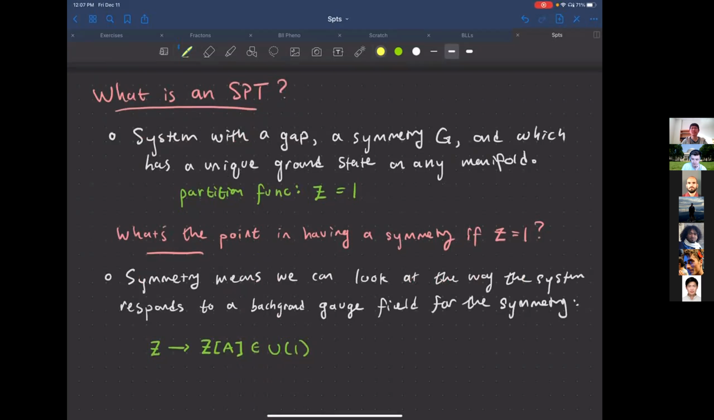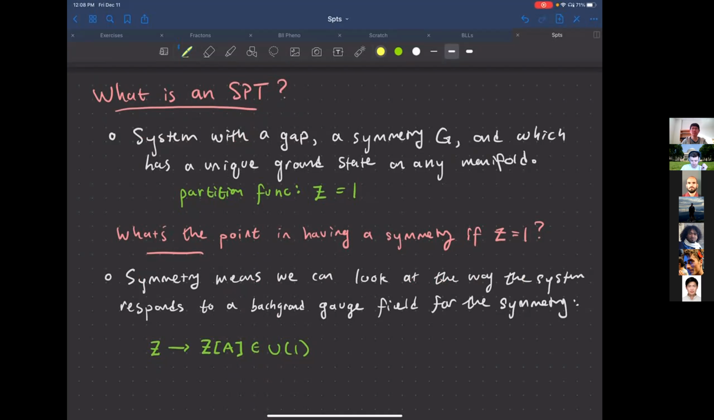An SPT is a system that has a gap, has some symmetry group, G, and which is furthermore such that if you consider this system on any manifold, the ground state is unique. What this means essentially is that if I look at the partition function of the system on any manifold, it's just the number 1, right? Because there are no gapless degrees of freedom. And also there is a unique ground state on every manifold, right?